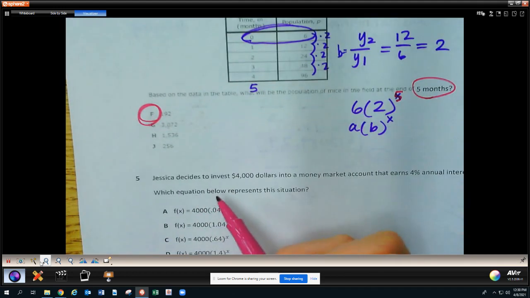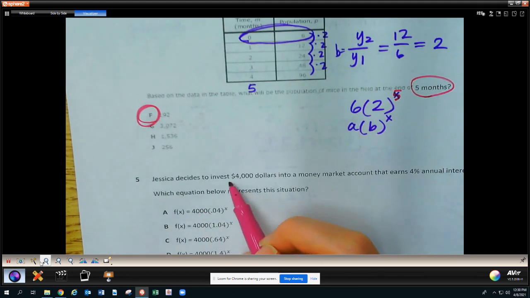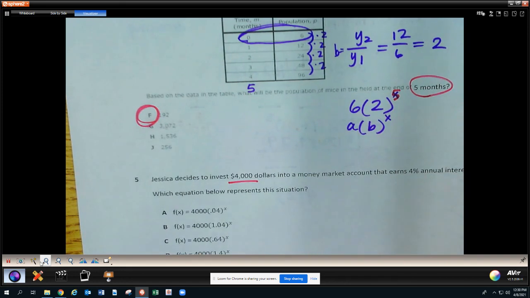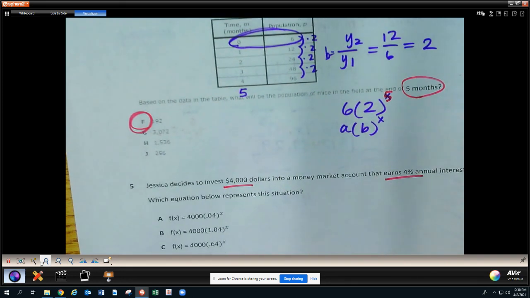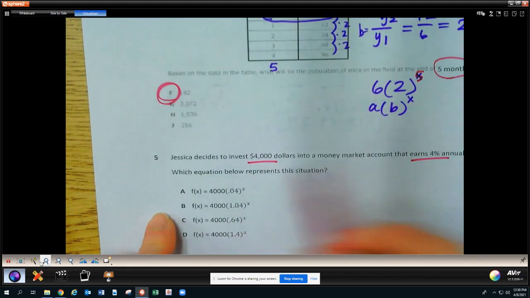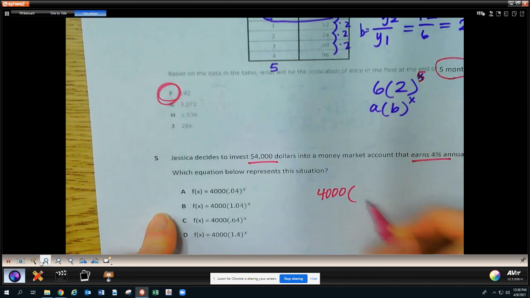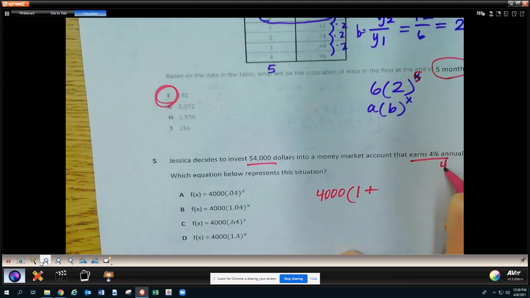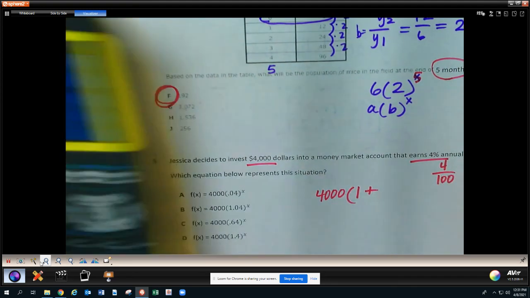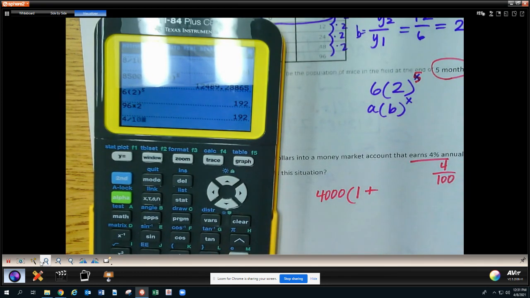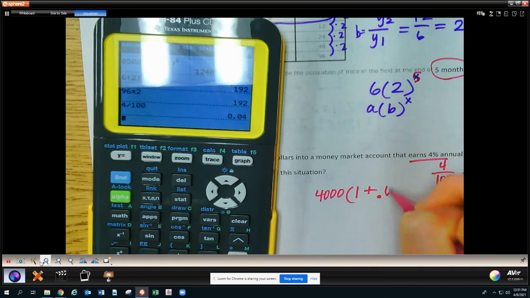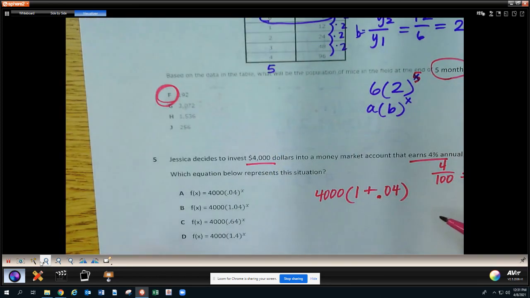All right, Jessica decides to invest $4,000 into a money market earning 4% annual interest. Okay, so our starting value is 4,000 and we are earning a percentage, so 1 plus 4%, type it in your calculator, is 0.04. And then we don't know how many years.